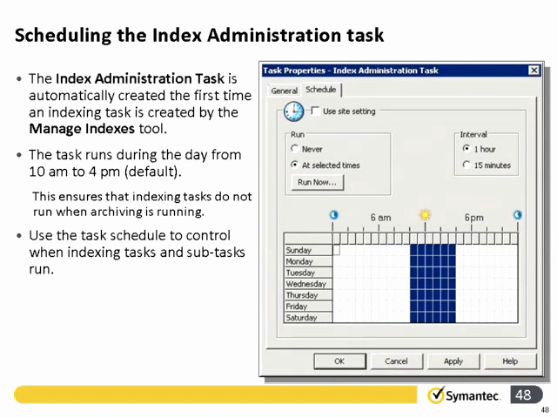And we're having this run so that it doesn't actually run during an archiving task. When we were talking about scheduling your archiving task, we talked about scheduling that at night during off-user hours. But we don't want to be running the manage index tasks while the archiving task is occurring. That just puts too much workload on the Enterprise Vault servers. And you can use the task schedule to control when the indexing task and the subtasks are going to actually run.